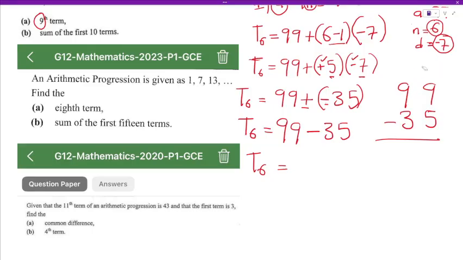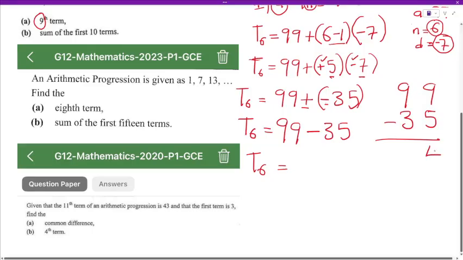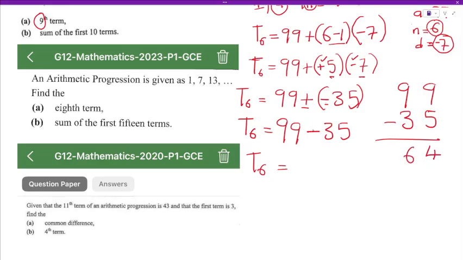Okay, so 9 minus 5 is a 4, 9 minus 3 is a 6. Now here always remember to pick the sign of the bigger number. The bigger number is positive, so meaning our final answer is positive 64.